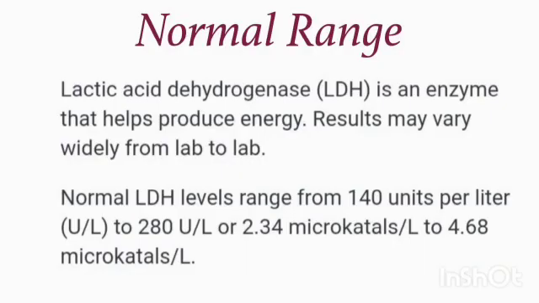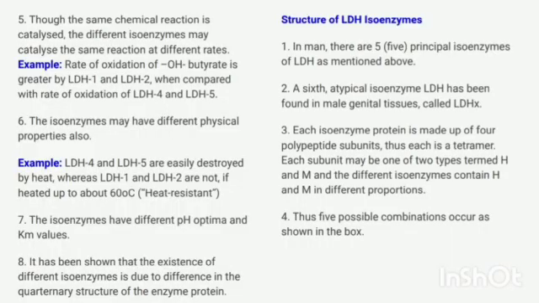Next, the normal range of LDH. Lactate dehydrogenase is an enzyme that helps produce energy. Results may vary from lab to lab. The normal lactate dehydrogenase levels range from 140 units per liter to 280 units per liter, or 2.34 microkatals per liter to 4.68 microkatals per liter. Because the results vary from lab to lab, we have a range set from lowest to highest.